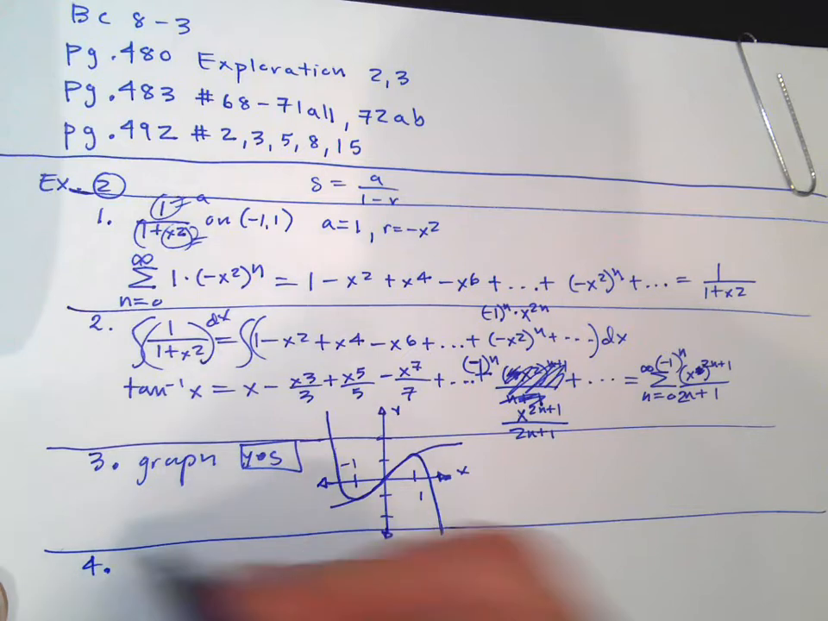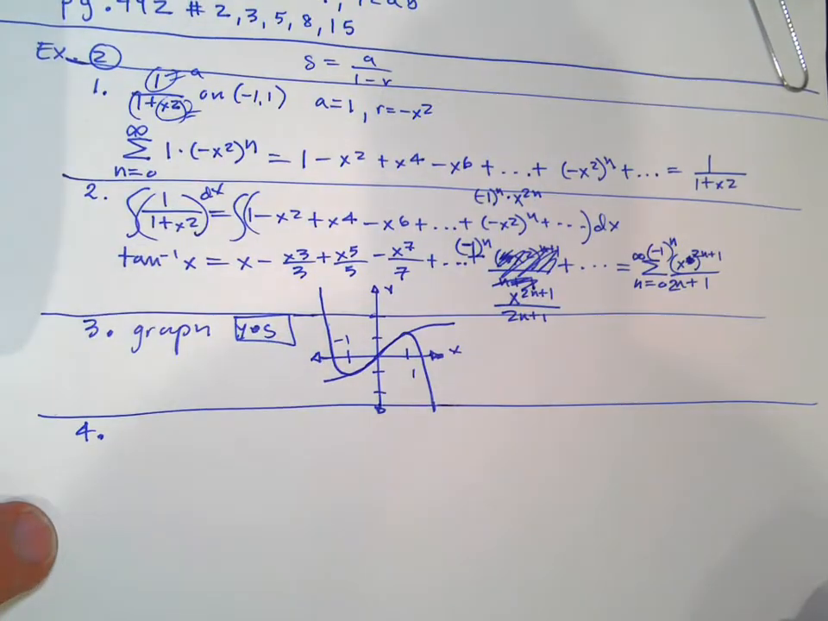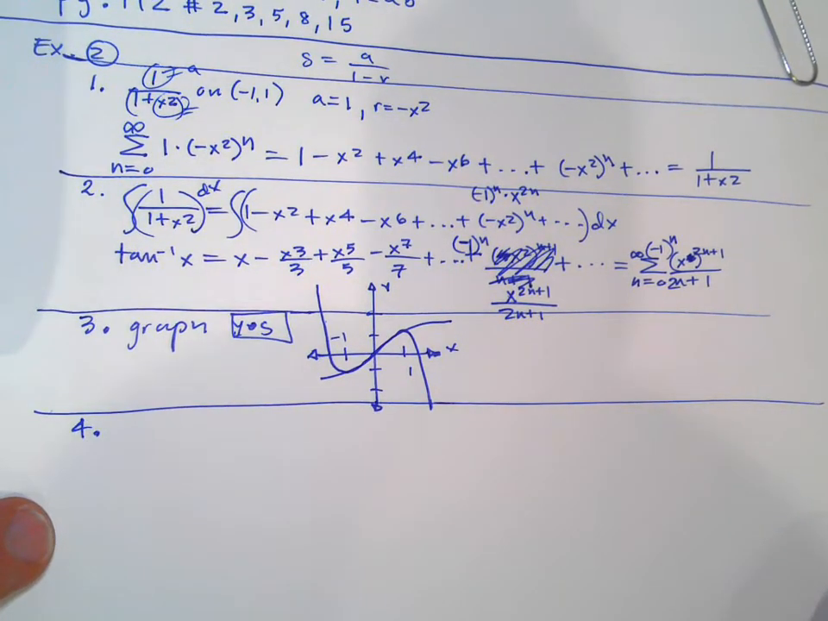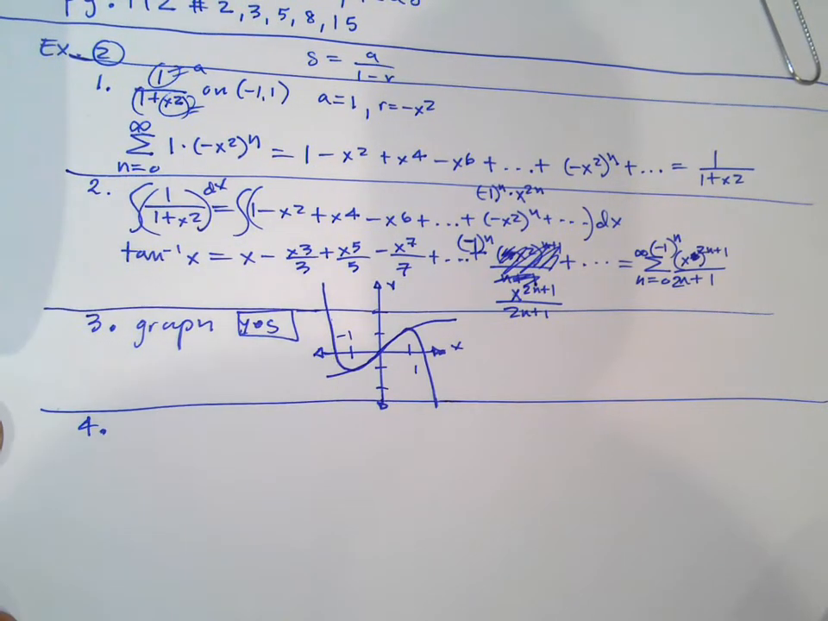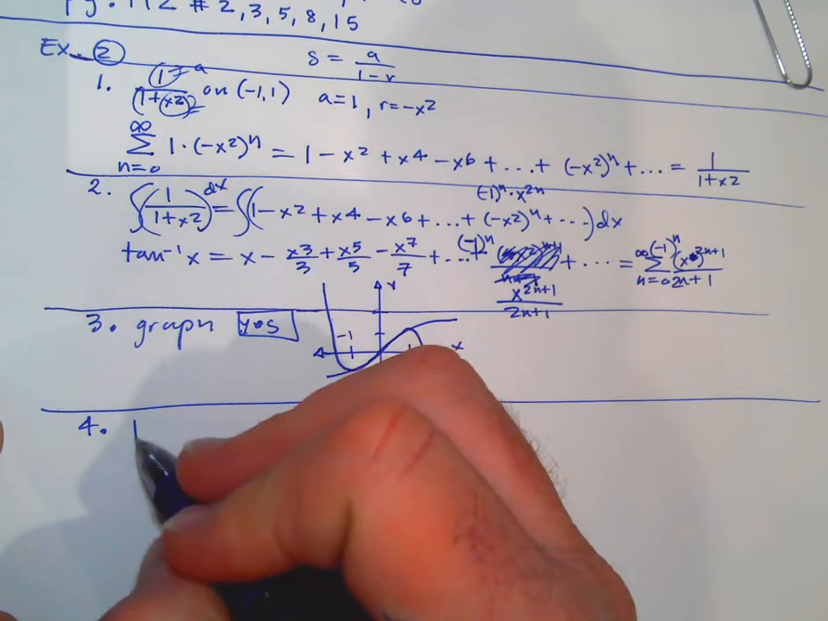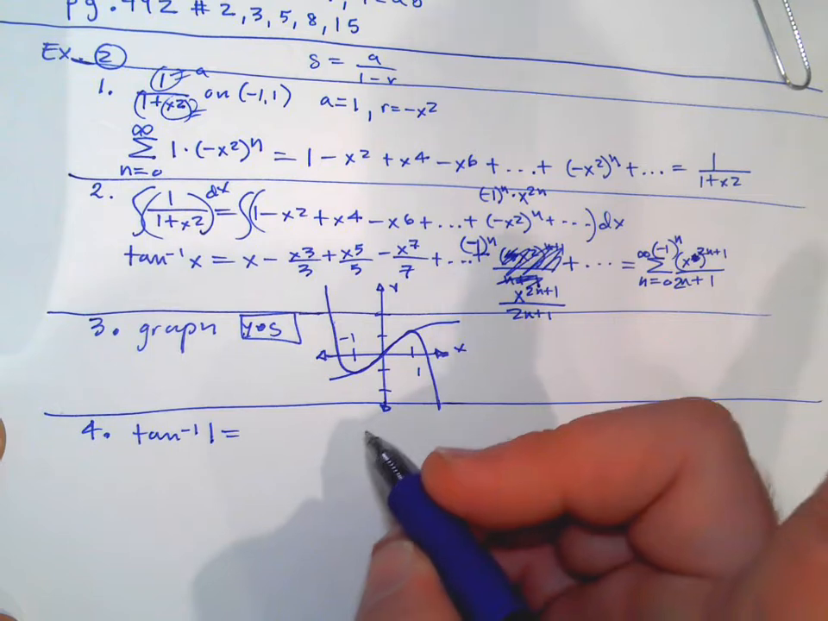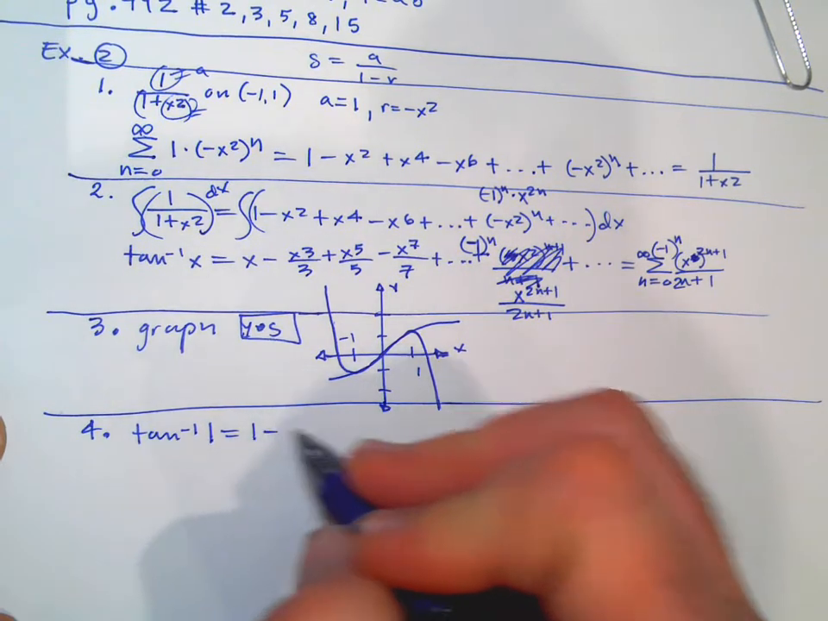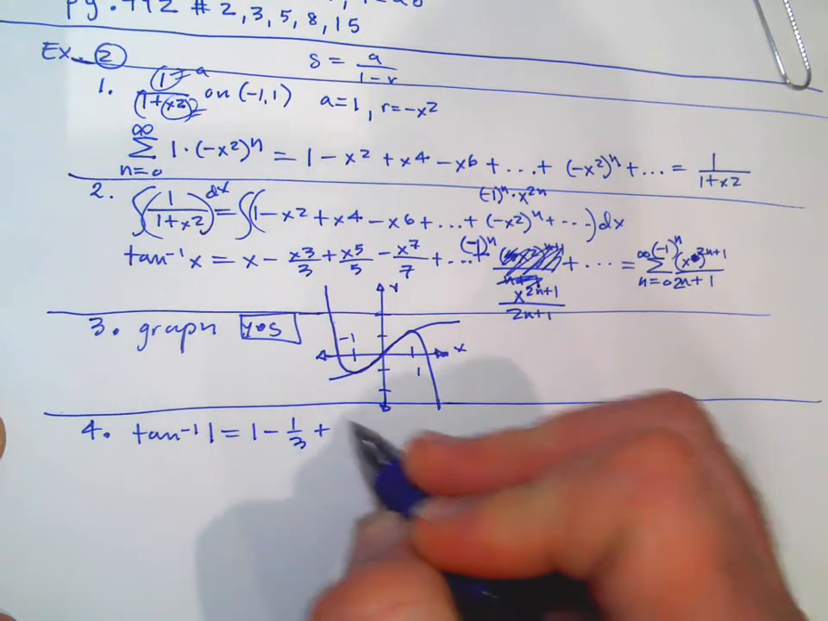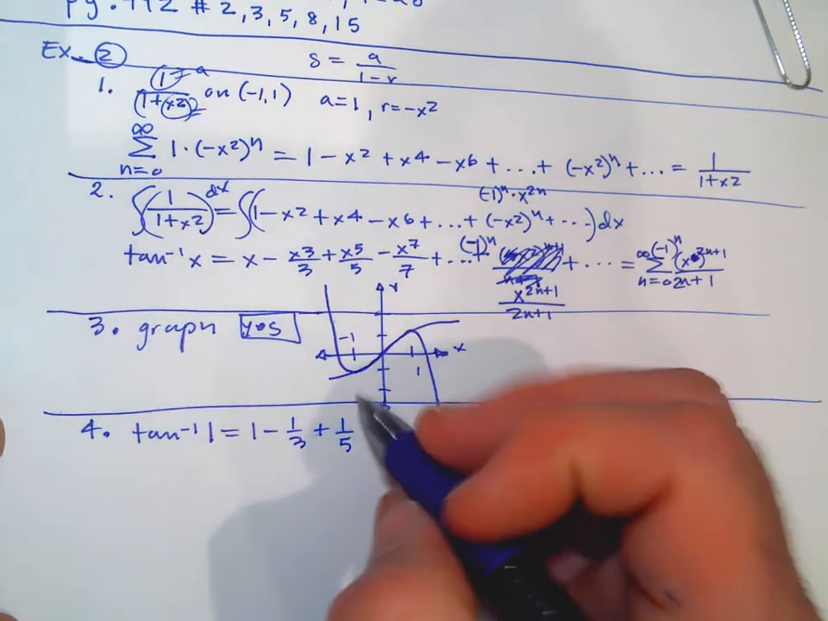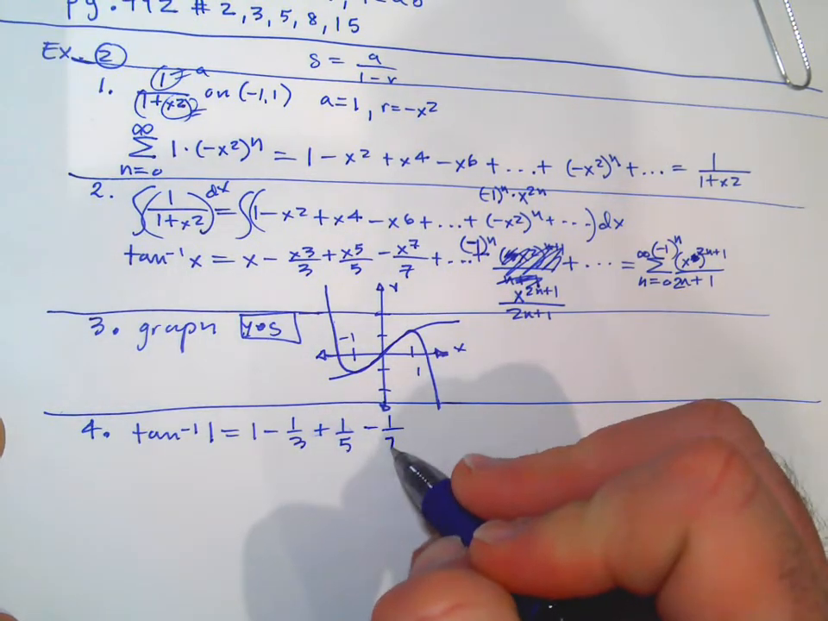Part 4 says, do you think the series for inverse tangent of x converges at x equals 1? Can you support your answer with evidence? If you plug x equals 1 in, does it converge? One way we could do it is you could write it out. This is what it would be when x equals 1. You plug 1 in for all the x values.